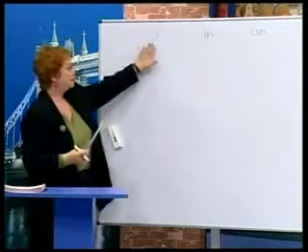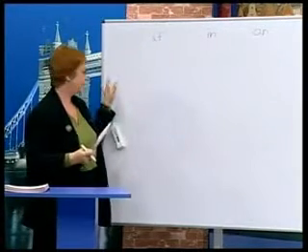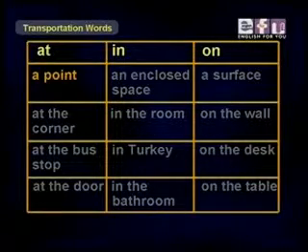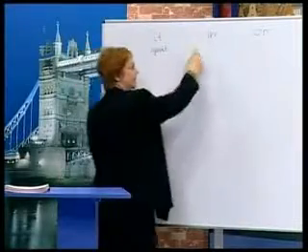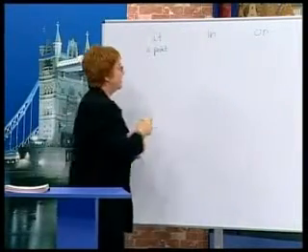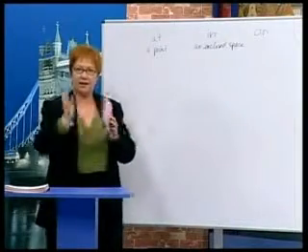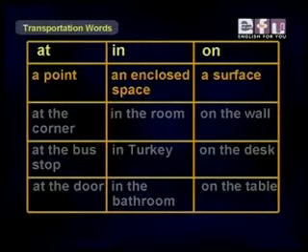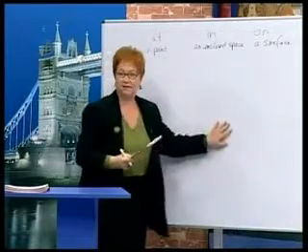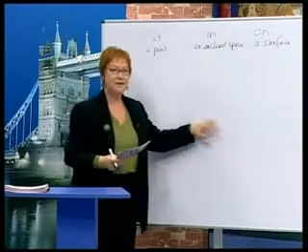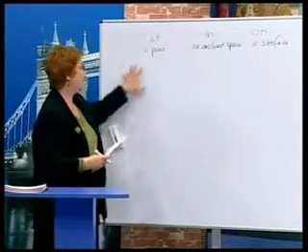Now, we usually use at for a point, a special place, okay? So we use at for a point. We use in for a place, in an enclosed space. So in a space, for example, a room, and on a surface. This is a surface, and this is a surface, okay? On, all right? So we can look at some examples of these.